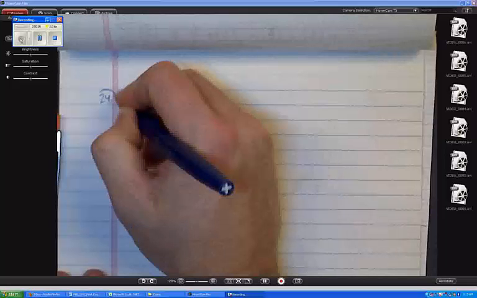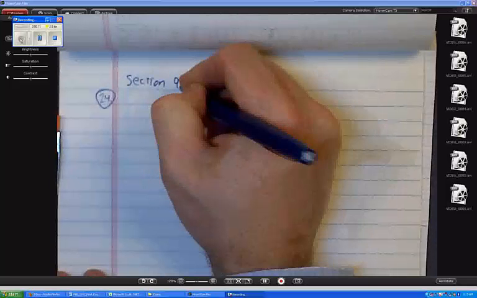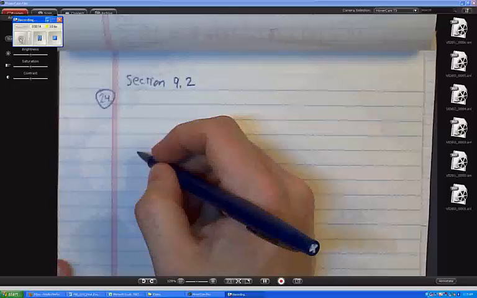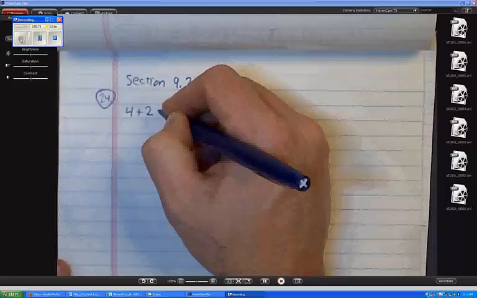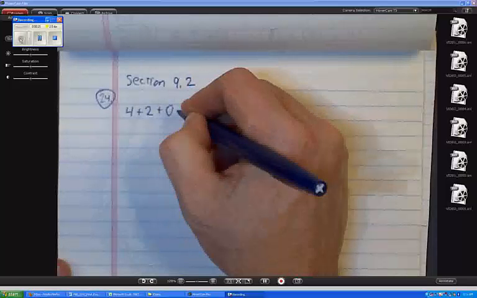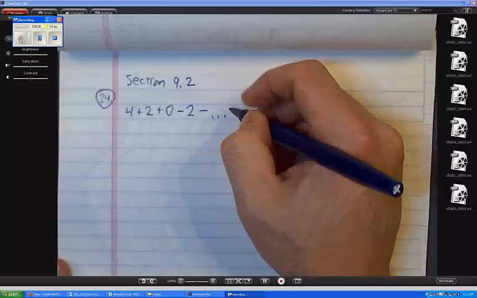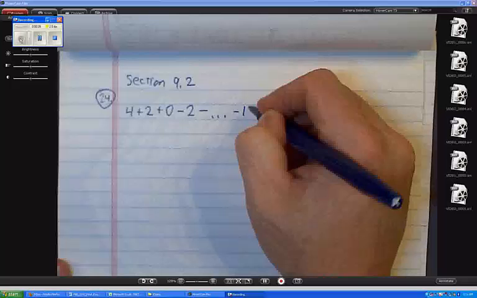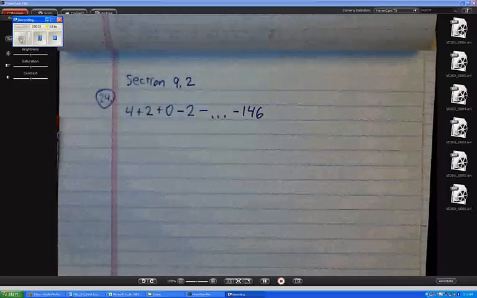Guys, in 24, and this is section 9.2, they want me to use a formula to find the sum. And the sum that they write down is 4 plus 2 plus 0 minus 2 minus ... minus 146. I'll tell you what, let's suppose this was a final exam question. It could be a tough one.